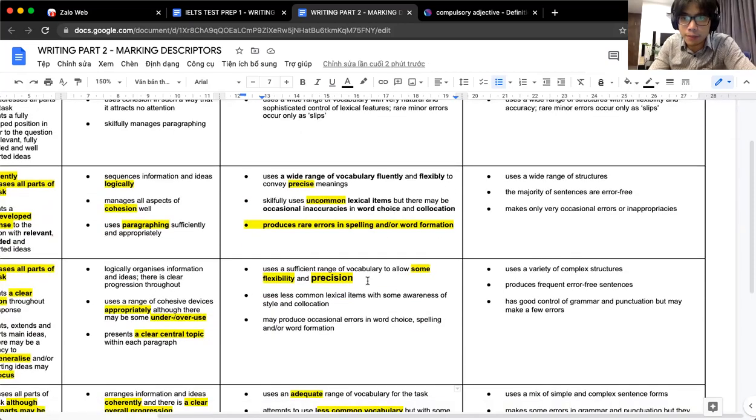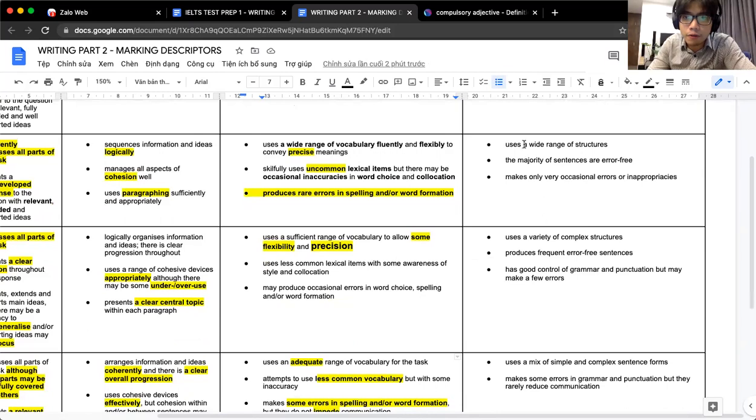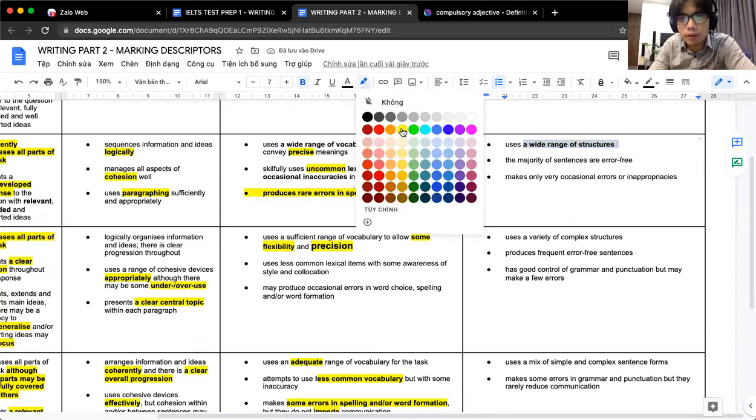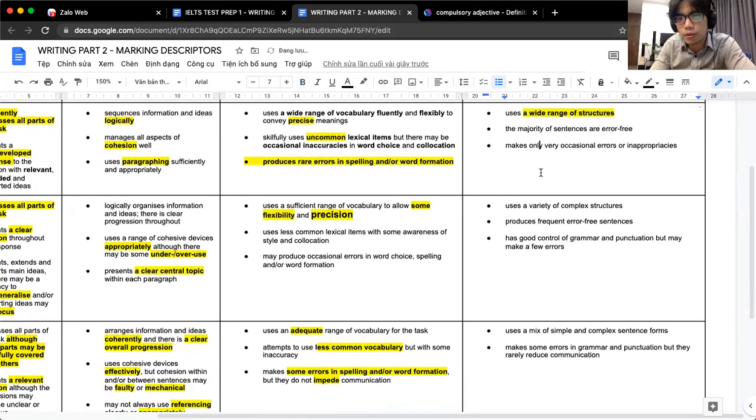And the last one is grammar. Okay. So the first one at Band 8, what do we have? We need a wide range of structures. So people usually are very worried about the word wide range. What does it mean by wide range? By wide range means you use compound, you use complex sentences. If you want to do this, just use relative clauses, conditional sentences, cohesive devices like however, nonetheless, so on. If you do that, you already write compound sentences.